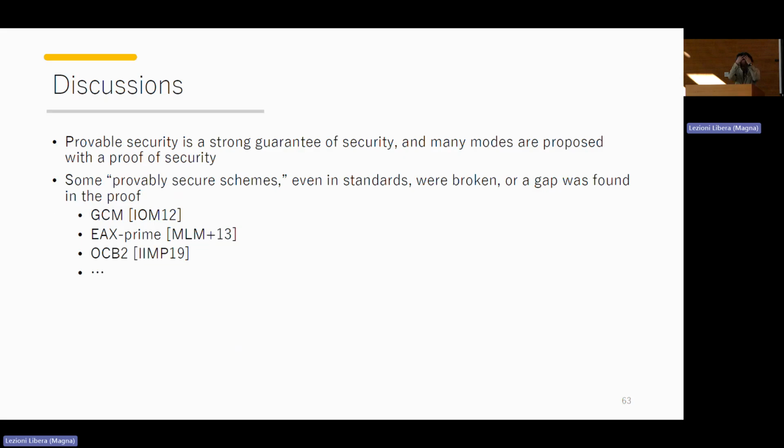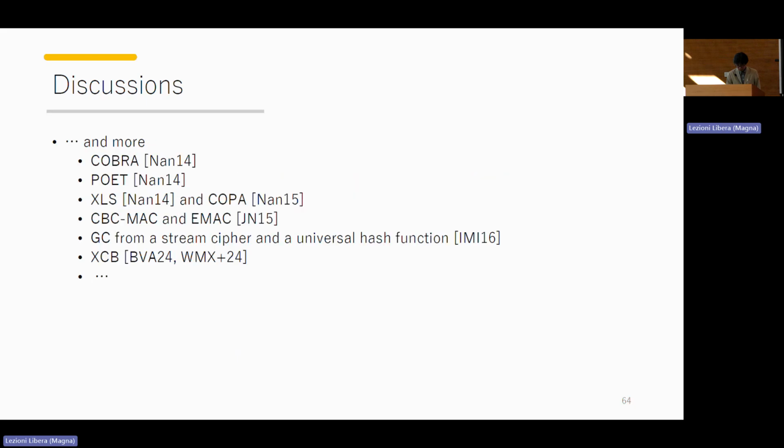So, some discussions. Provable security, as I mentioned, is a strong guarantee of security, and many modes are proposed with a proof of security. Unfortunately, some provably secure schemes, even in standards, were broken, or a gap was found in the proof. And this is a very short list of the results that I was involved in. There are many more cases.